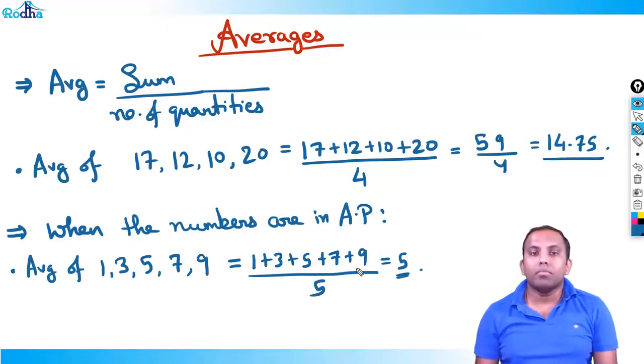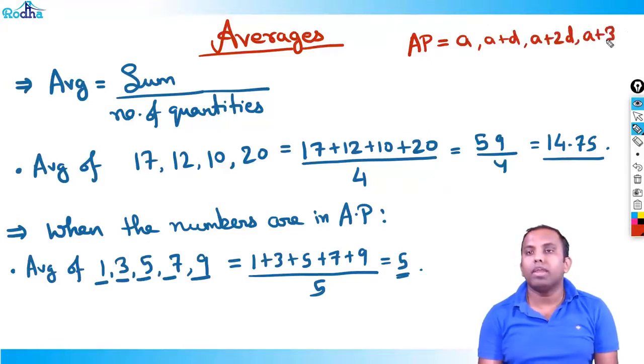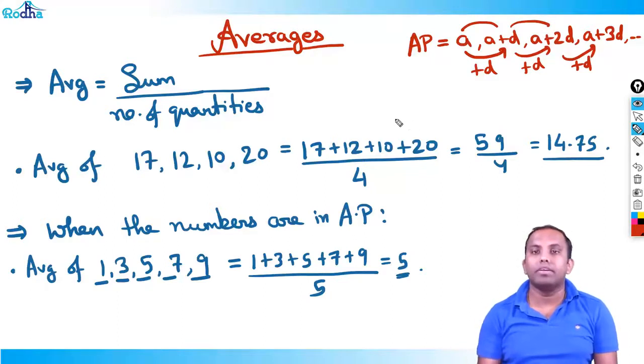So why is this average 5? Because see, when numbers are in AP, 1, 3, 5, 7, 9. What is AP? AP is a series, arithmetic progression. Okay. So like A, A plus D, A plus 2D, right? So the difference between any two consecutive terms is the same. Like A to A plus D, D is added. Here also D is added. Here also D is added, right? So the difference between any two consecutive terms is the same. That is D here. That is AP.